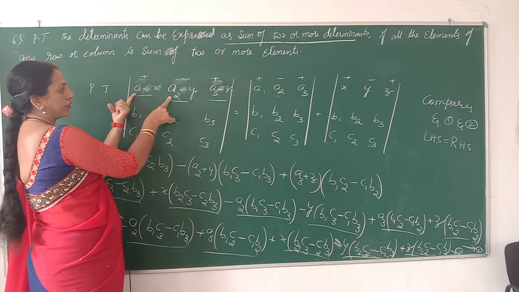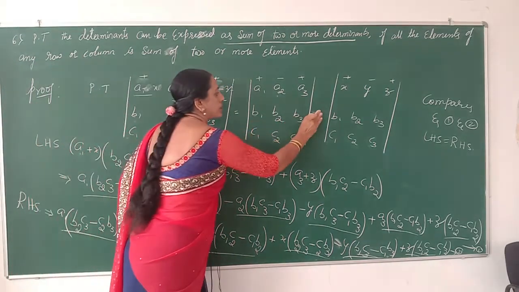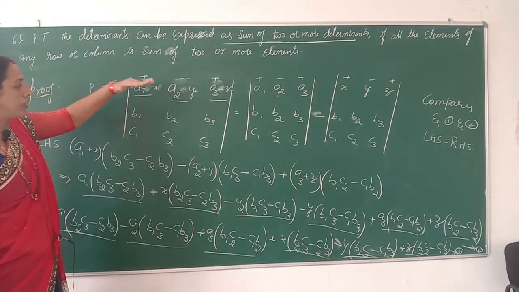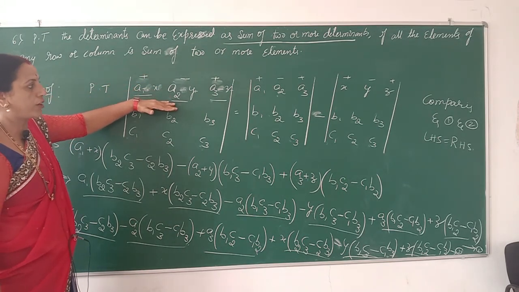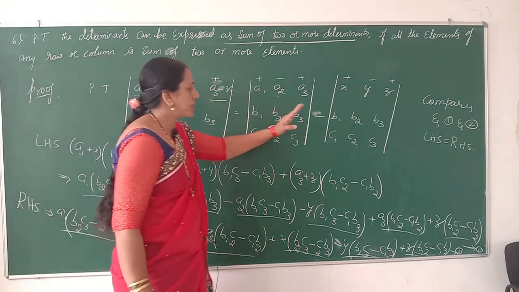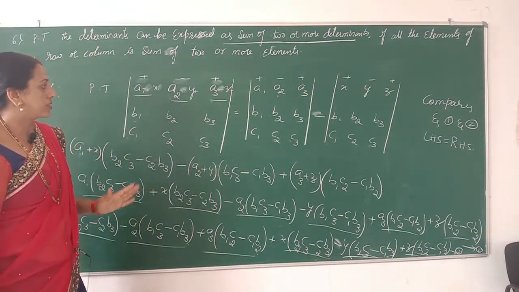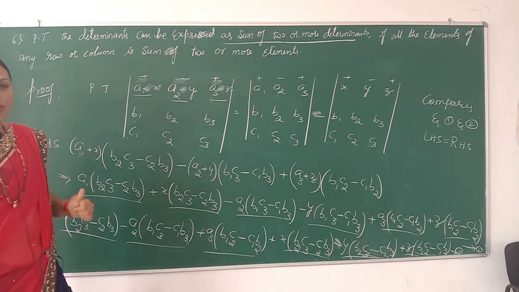A1 minus X, A2 minus Y, A3 minus Z, like this. These can also be represented in the form of minus. Means if all the elements of any row or column are a subtraction of two or more elements, then the expansion is also a subtraction of two or more determinants. That is one of the important properties of determinants of a matrix.